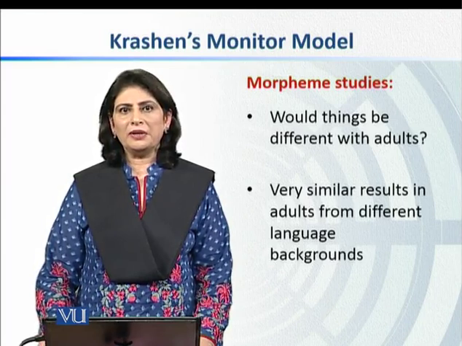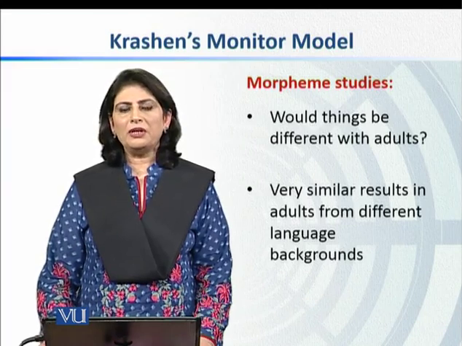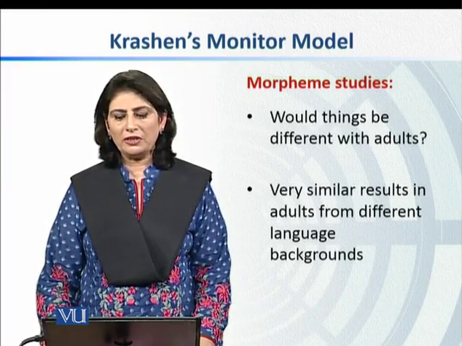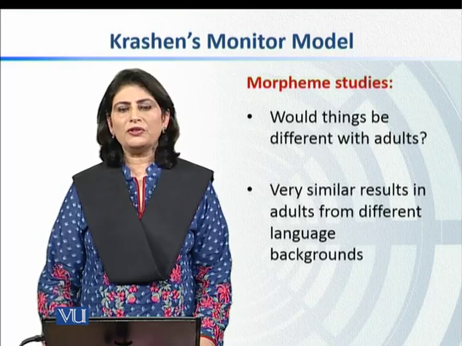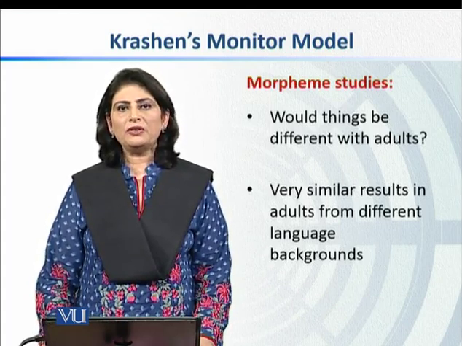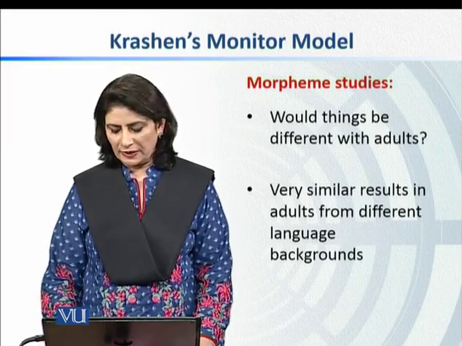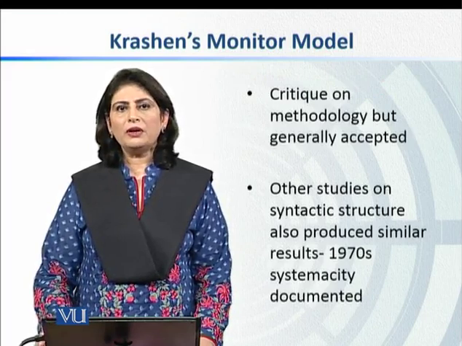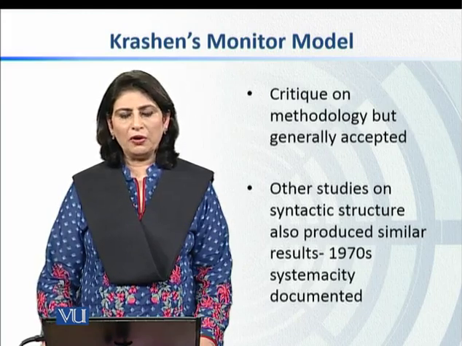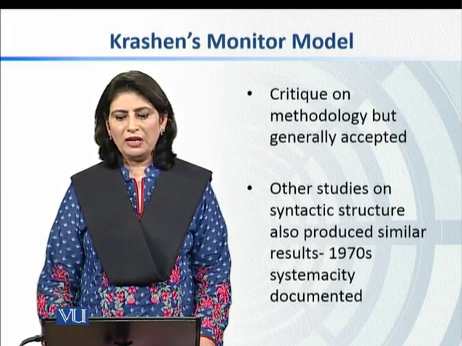The studies found a lot of similarity between the learning of the children and the emergence of those 13 morphemes. However, this learning was not identical. It was realized that no matter what the background of the adults might be, the pattern of learning of the morphemes was the same. There was a lot of critique of the methodology that was used. However, it was well documented that there was a system in the learning of the second language.